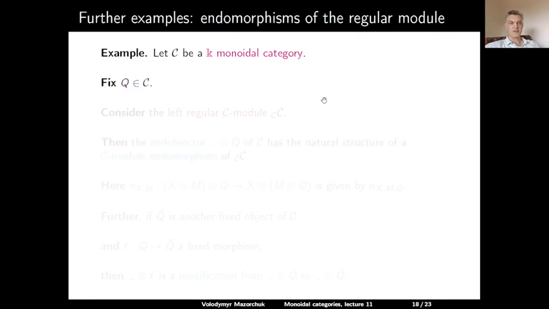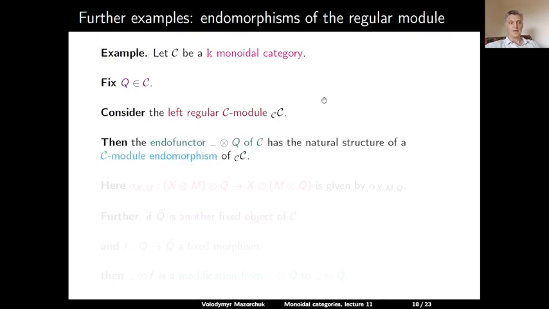Fix an object Q in C and consider the left regular C module C. Then we have the endofunctor of C, which is given by tensoring with Q on the right. And the claim is that this endofunctor has a natural structure of a C module endomorphism of our left regular C module. So here, the map sigma, which starts with X tensor M and then tensors with Q, and ends in X tensor M tensor Q, is simply given by our associator alpha.